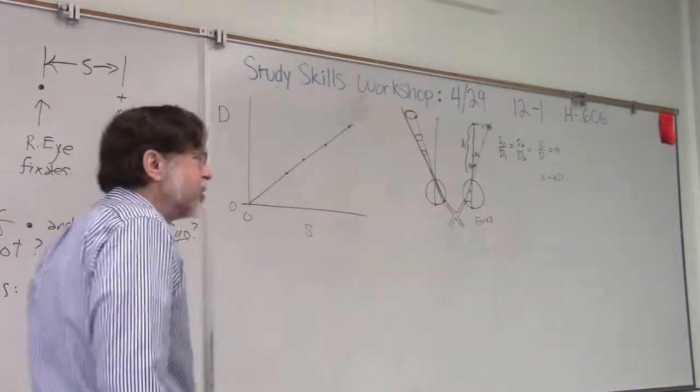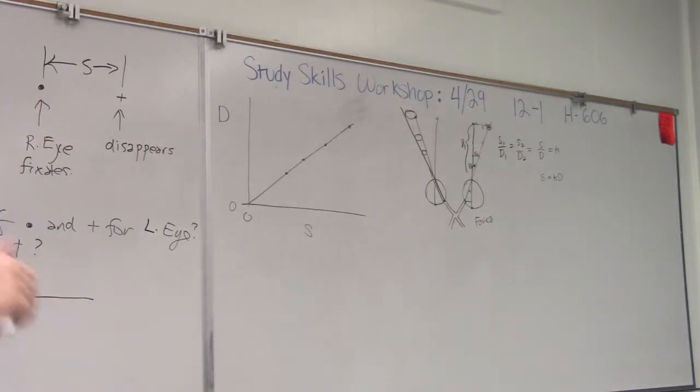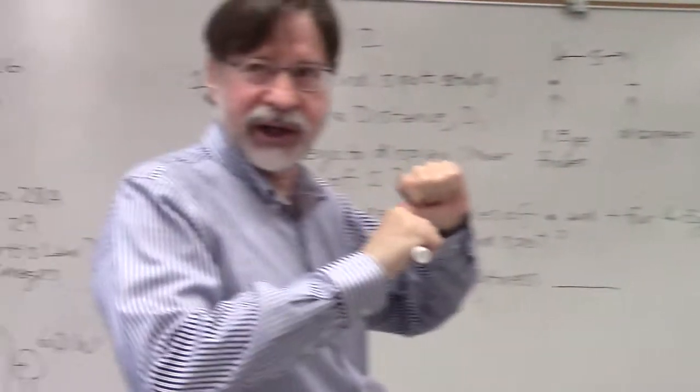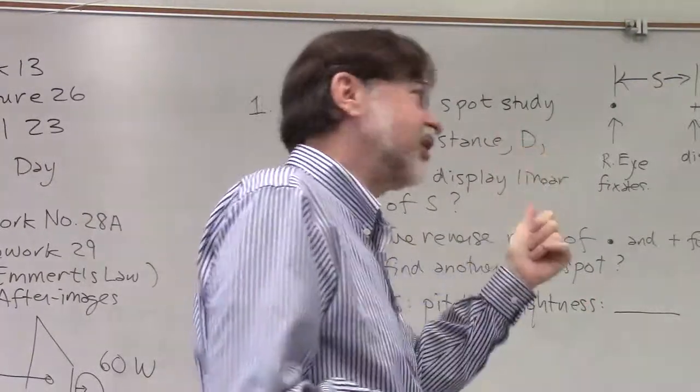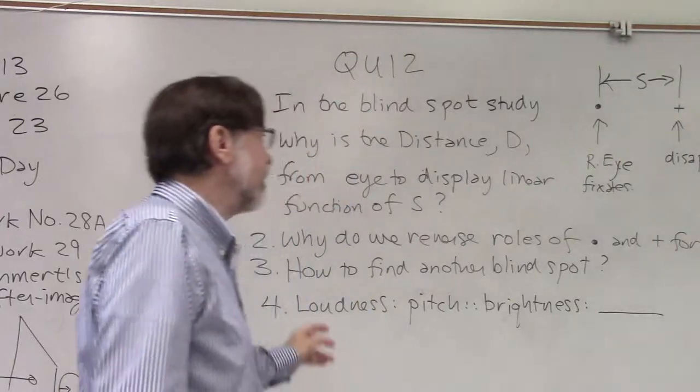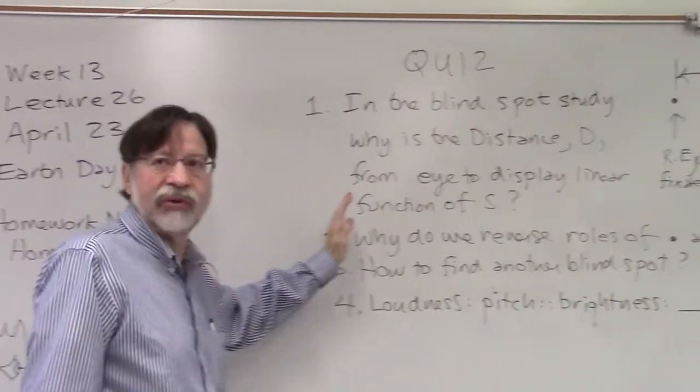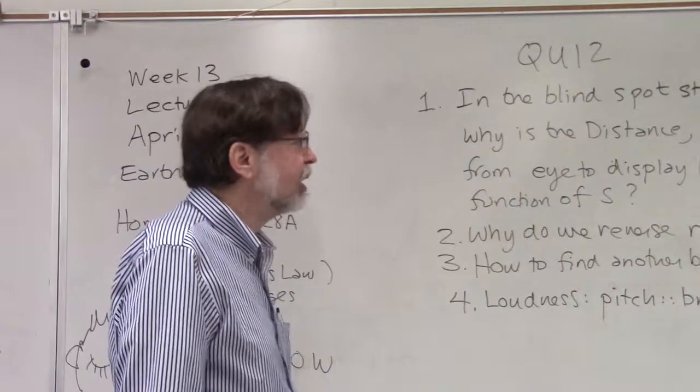For the homework, the question was, can something fall into the normal blind spot in both eyes? And the answer is no, because it can't be both to the right of what you're looking at and to the left of what you're looking at at the same time. So if you have two eyes, something won't fall into the blind spot.